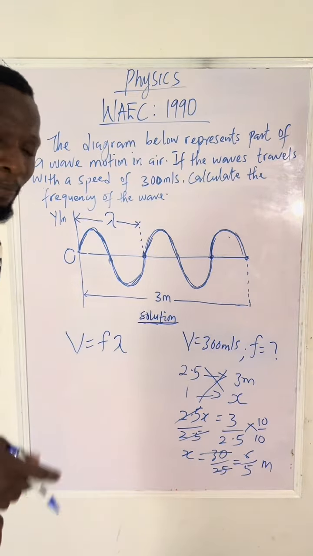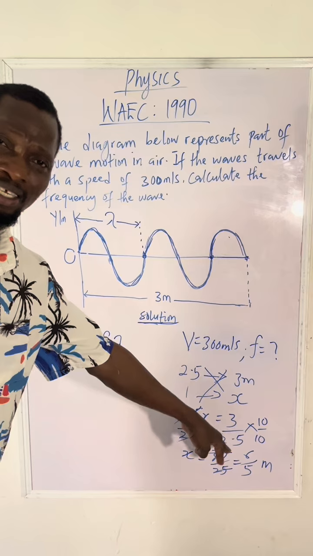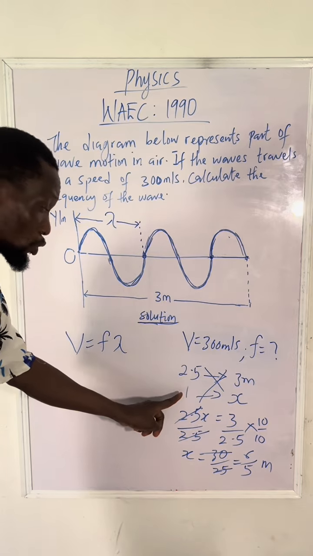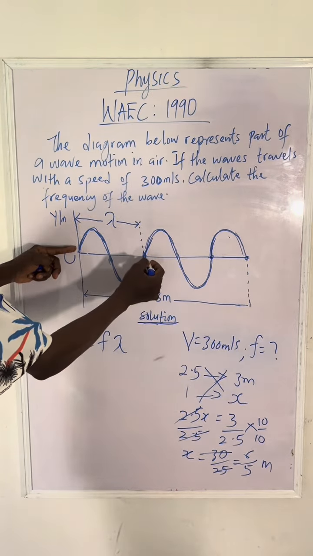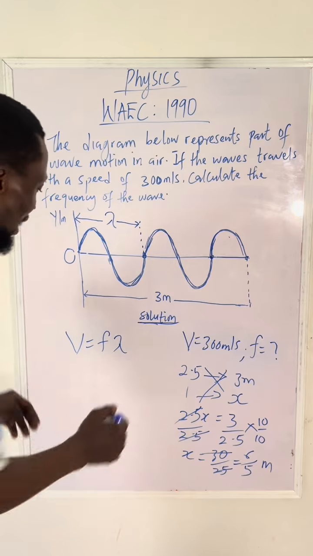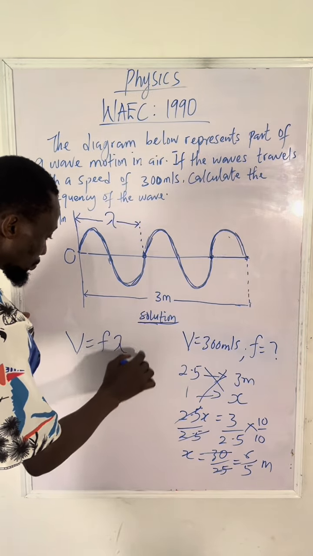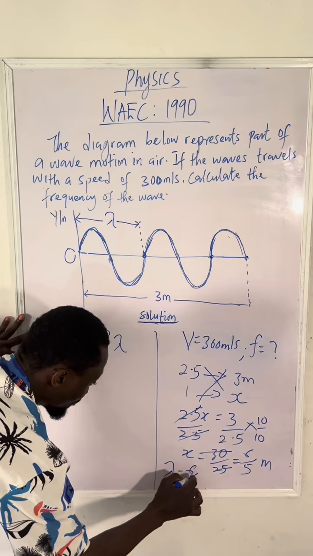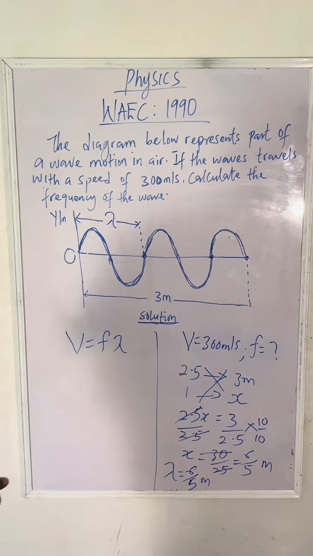Why did I not turn it to decimal? Because I'm not done. I will still need to bring it here, and I'm not using a calculator. So let me just leave it as a fraction. Remember, we looked for the distance for just one cycle, and the distance for one cycle is our wavelength, right? So this 6/5 meters is our wavelength. Now let's come back here. Our wavelength is now equal to 6/5 meters. So I will come here and substitute the parameters that we have.